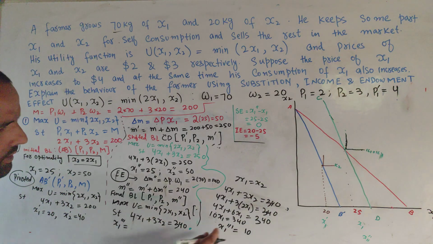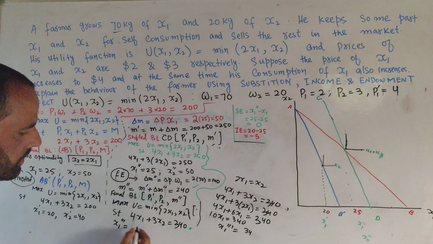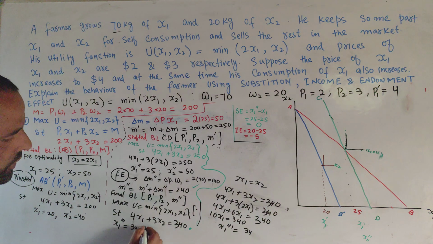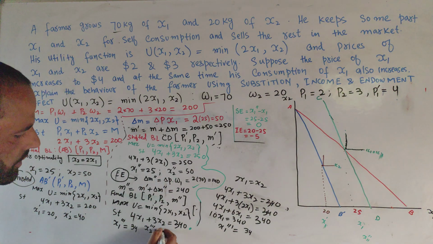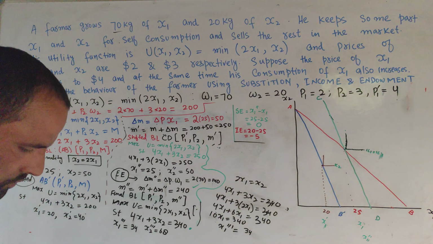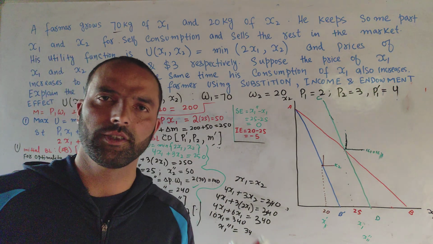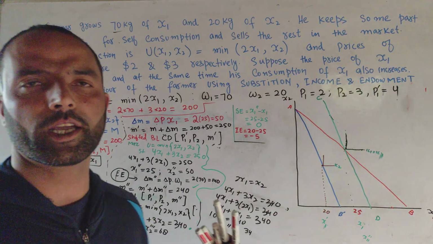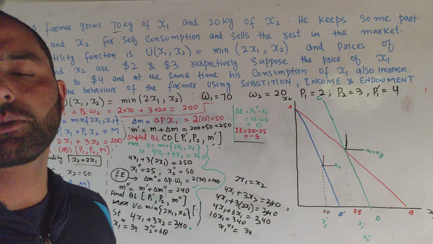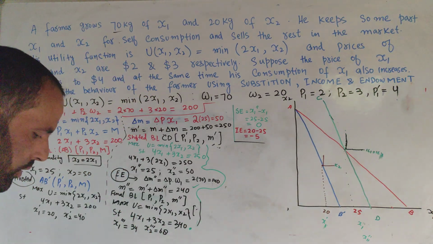Okay, so he will consume 34 units of good x1, and x2 will be equal to the double of x1. So it will be 68. Okay. Now with the change in the endowment income, the consumer will consume 34 units of good x1 and 68 units of good x2. Now what is then the endowment effect?